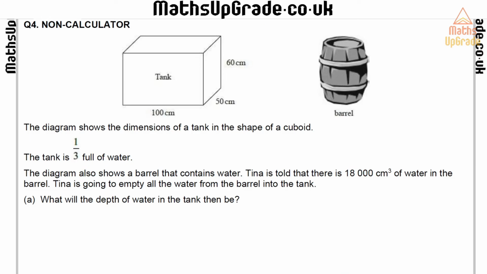Question 4. So again, this question involves a tank in the shape of a cuboid. It's already got some water in it, and I'm given the dimensions of the tank, and I'm told that I've also got a barrel, and there's 18,000 centimeters cubed of water in the barrel. We're going to empty all the water from the barrel into the tank to join the 1/3 full of water already, and then we need to work out the depth of water in the tank. This question's 4 marks, and then there's a part B later on.